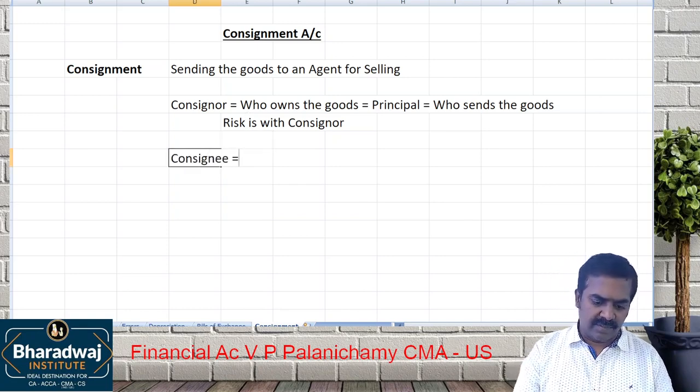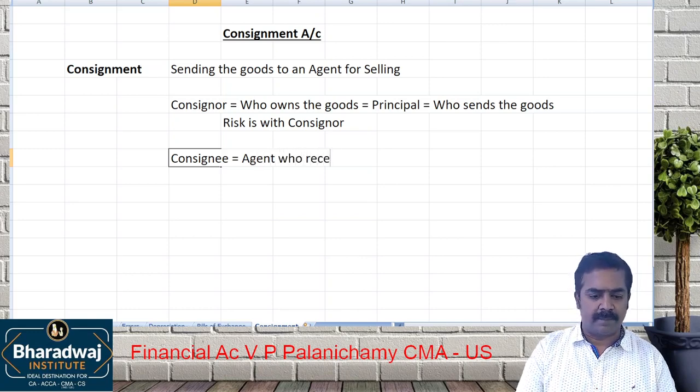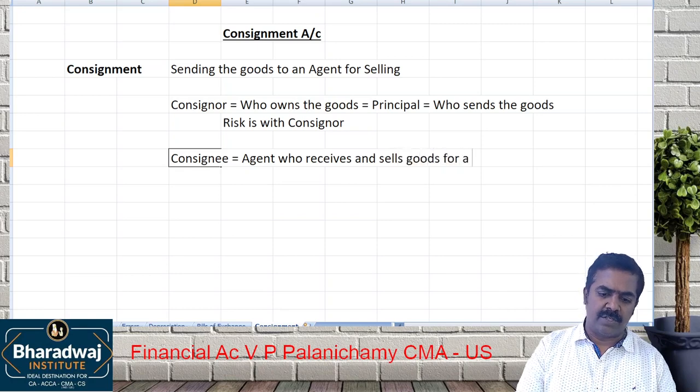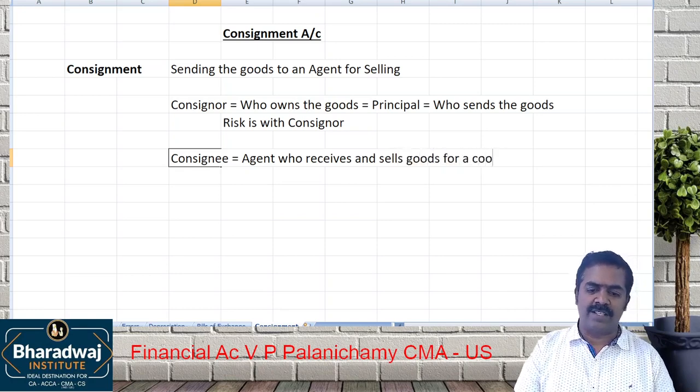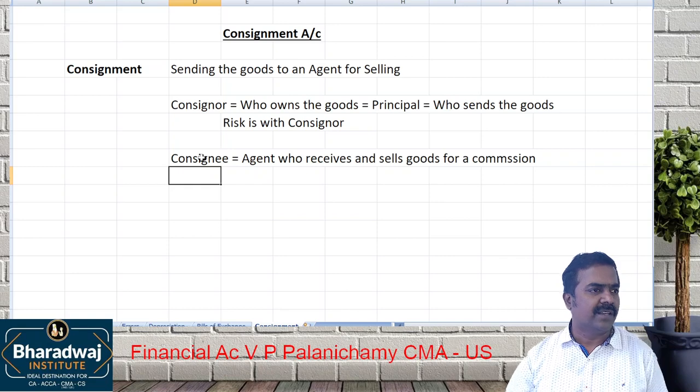Consignee is an agent who receives and sells goods for a commission. We are going to send goods to an agent to sell. We are just going to send the goods to an agent who will sell for a commission. Consignee is eligible for a commission on sales.